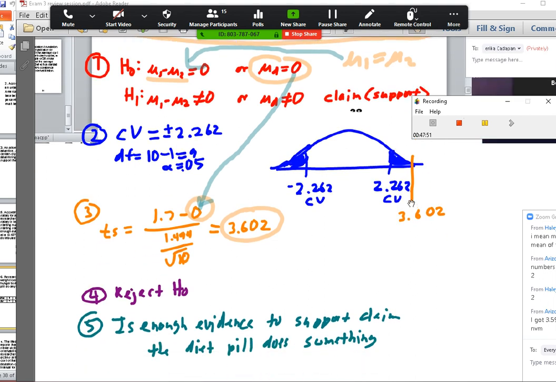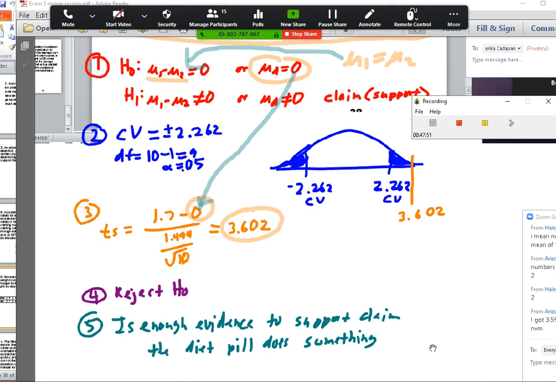So then we put that in. It's clearly in the rejection region. Remember, you have to put this test stat into your picture to justify why you're rejecting H naught. So you're going to reject H naught because we had enough evidence, which means there is enough evidence to support the claim, because H1's my claim, that the diet pill does something. All right, questions on this one?